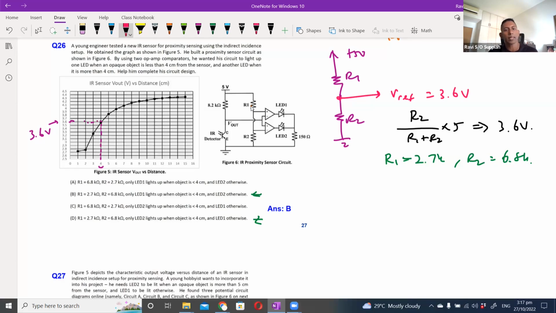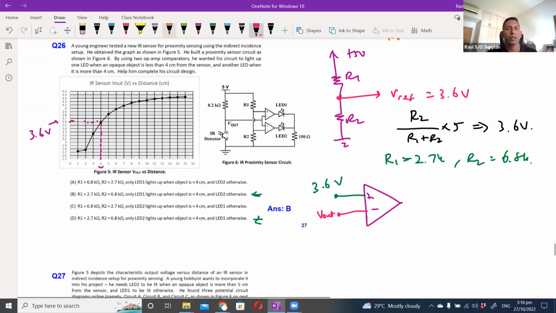Is it LED1 lights up when the object is less than 4 cm, or LED2 lights up when the object is less than 4 cm? We can just examine one of the LEDs, so let's take LED1. The op-amp connected there has the plus connected to the reference voltage, which is 3.6 volt, and the negative connected to my Vout, which is from the sensor.